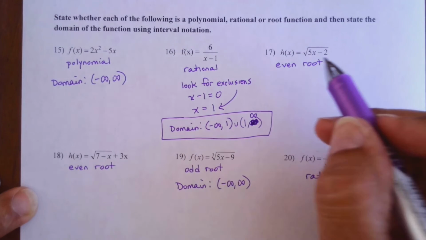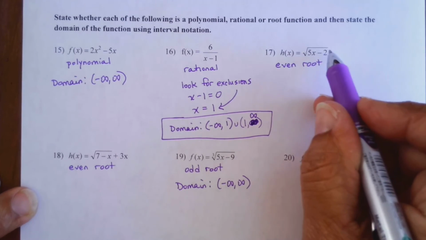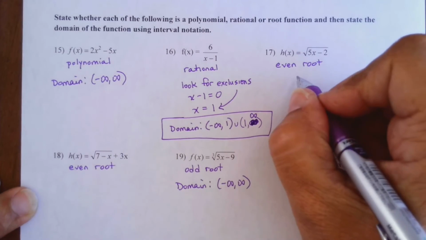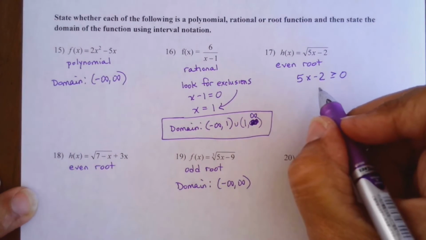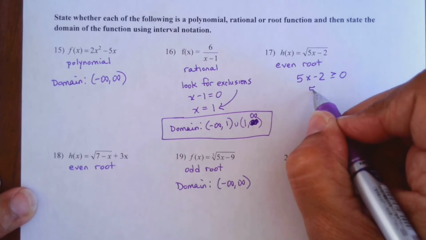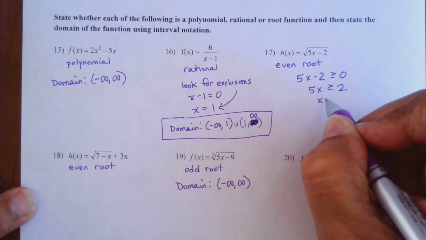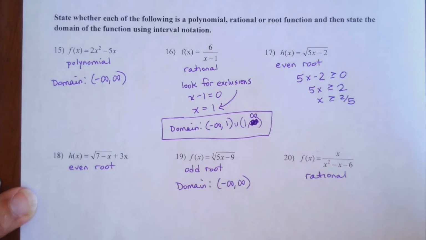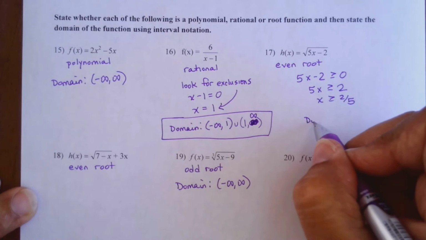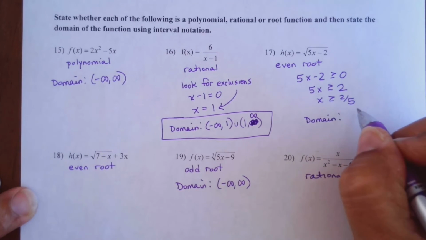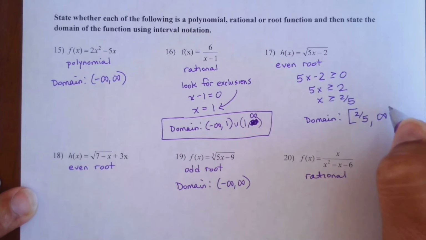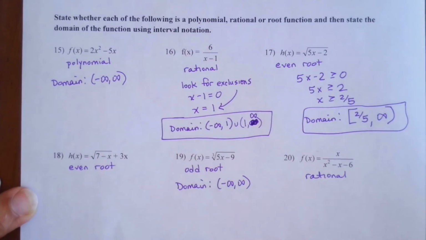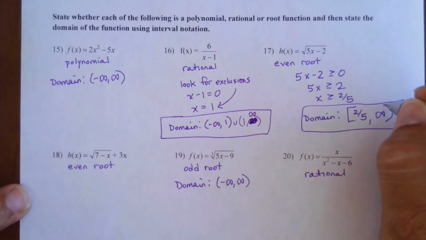All right, even roots. For even roots, we need the boundary. So we take what's under the radical and set it greater than or equal to 0. We're going to solve that. We're going to move the 2 over. It becomes positive. And then divide by 5. So we get anything greater than or equal to 2/5. So how do you write that as an interval? That would be from 2/5, including it, to infinity. And that's a parentheses. Always use parentheses with infinity.